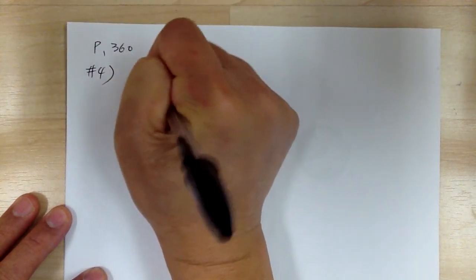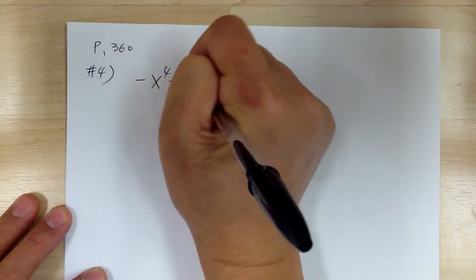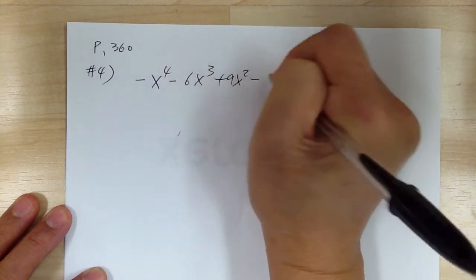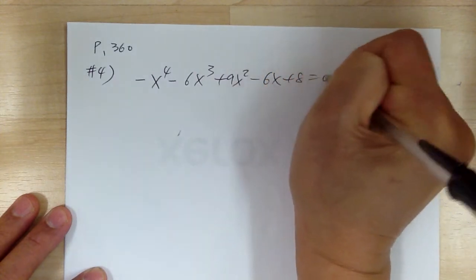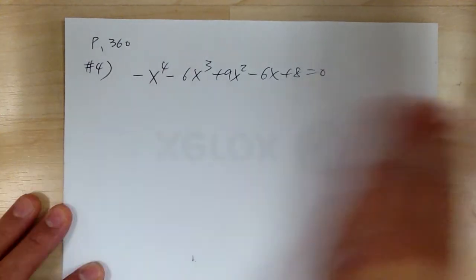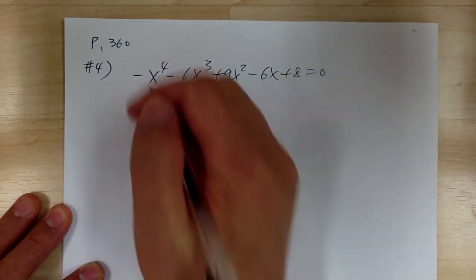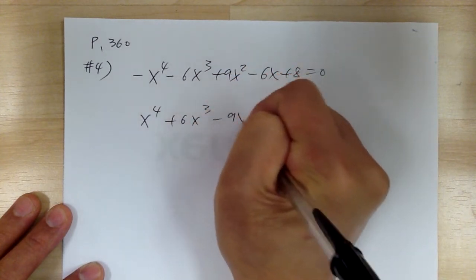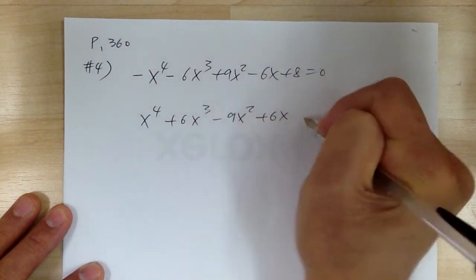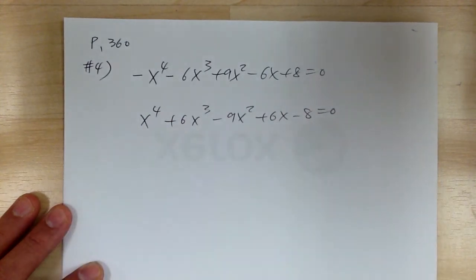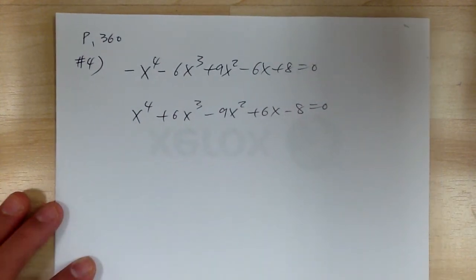You have negative x to the 4 minus 6x to the 3 plus 9x squared minus 6x plus 8 equal to 0. Now, I don't like to have a negative in the beginning, so I'm going to multiply it by negative 1. So I get x to the 4 plus 6x to the 3 minus 9x squared plus 6x minus 8 equal to 0. Right?